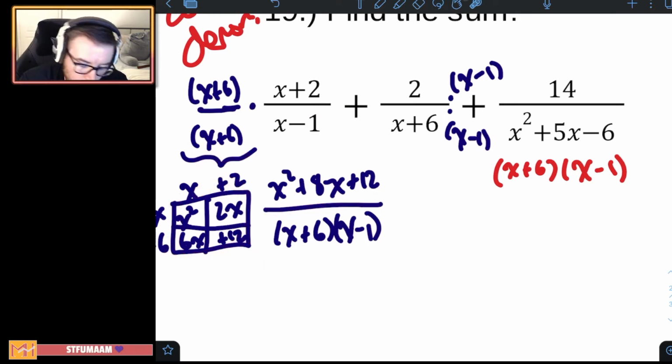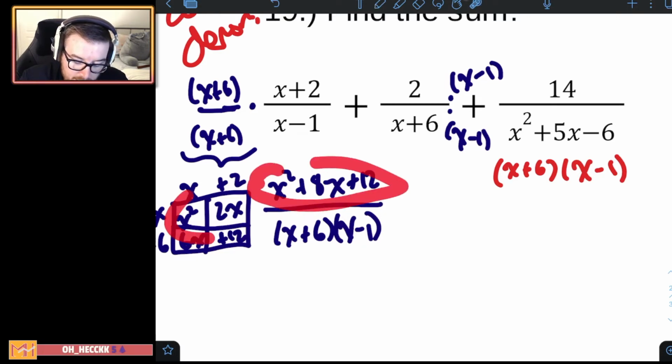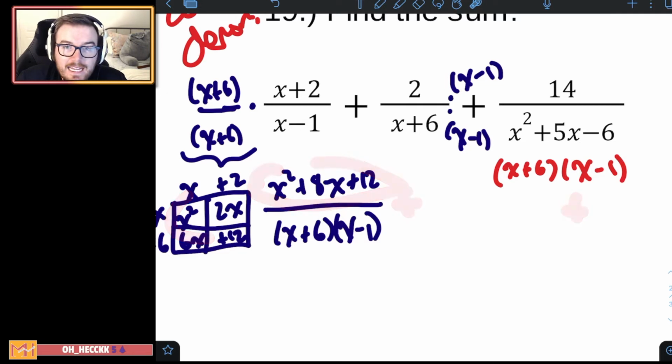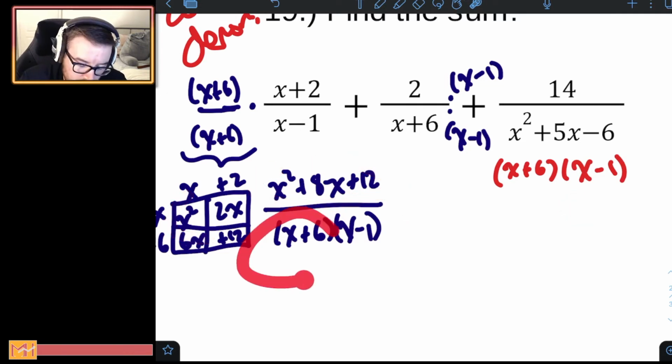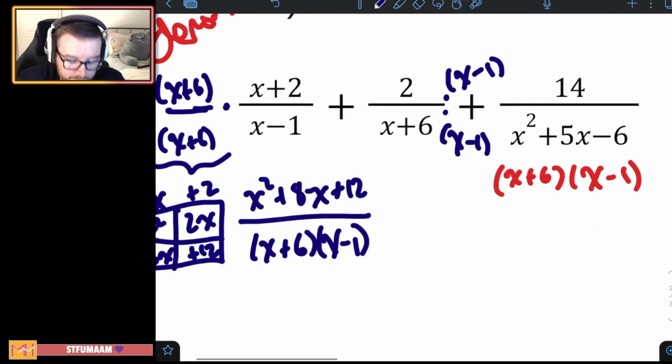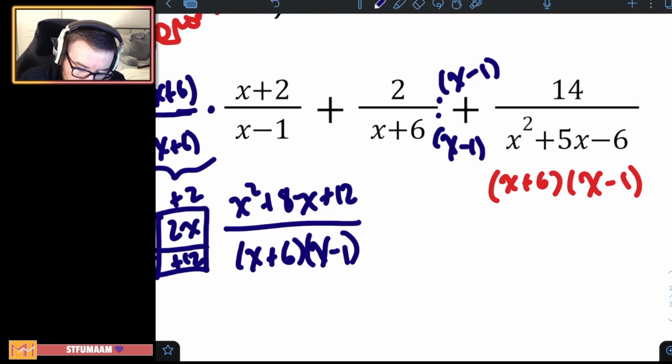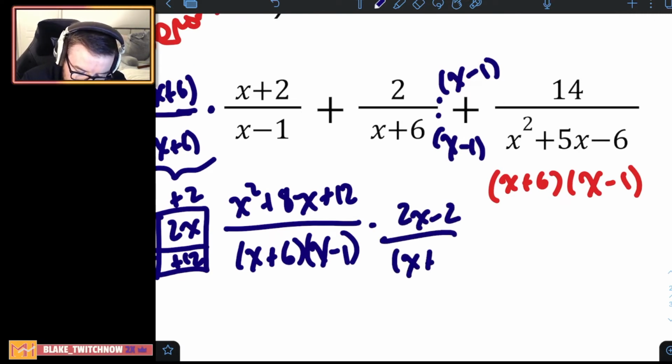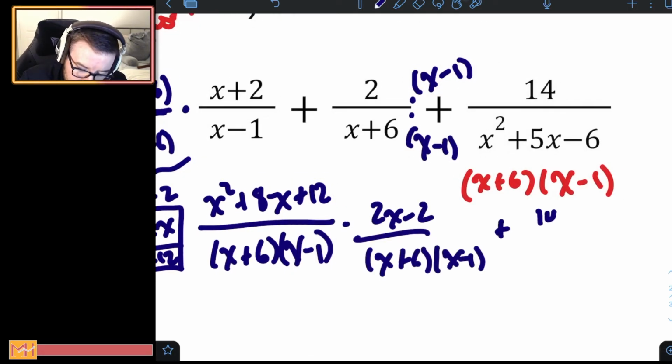Now you might be wondering, well, why don't you multiply the denominator together, box method style? It's just to save us some time, okay? We need to have this multiplied together so that in the end we're going to be combining like terms. We don't combine like terms in the denominator, right? So let's go ahead and multiply by 2 here. We end up with 2x minus 2 all over x plus 6, x minus 1. And then the 14 all over x plus 6 times x minus 1.